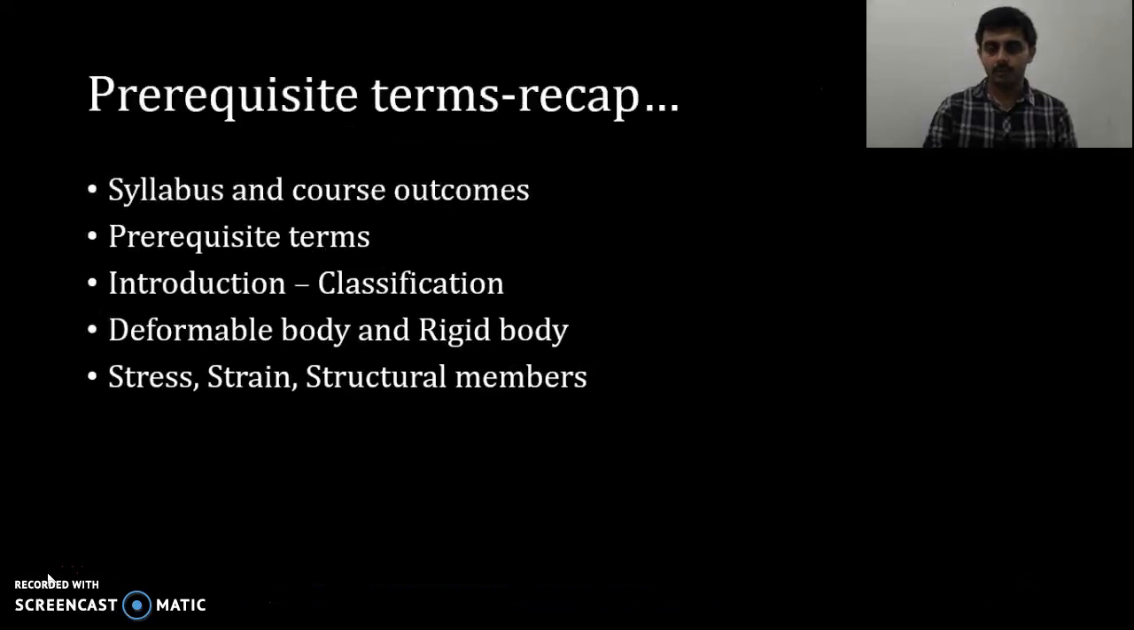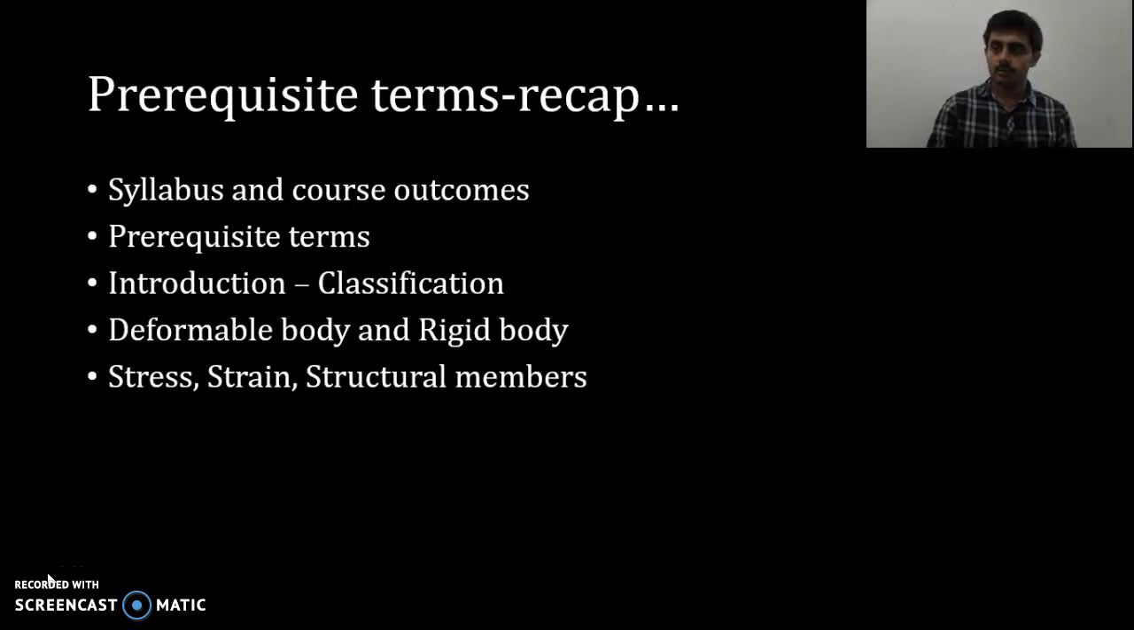As a recap, we have seen some introduction topics about mechanics of materials, classification of mechanics, difference between deformable and rigid bodies, definitions of stress, strain, structural members. We have seen a few pictures: beams, columns, etc.